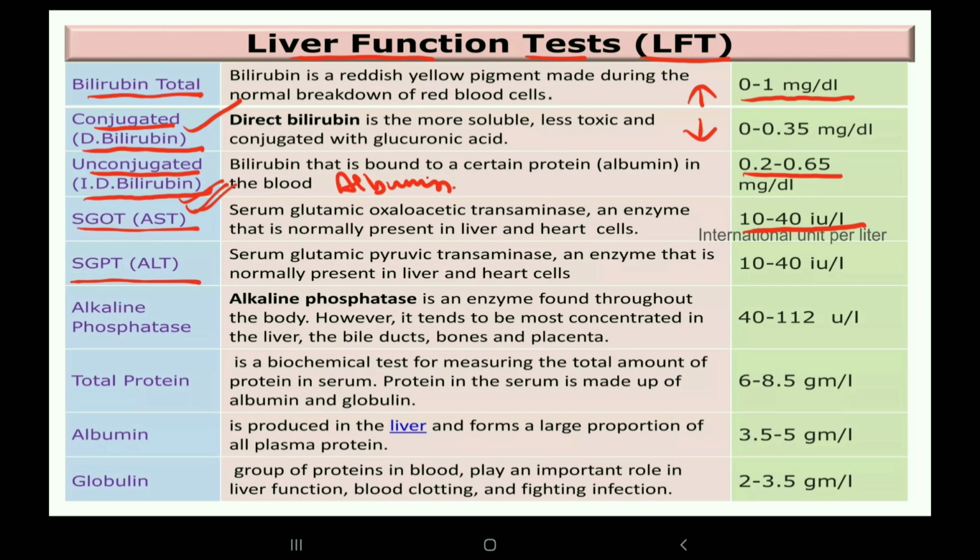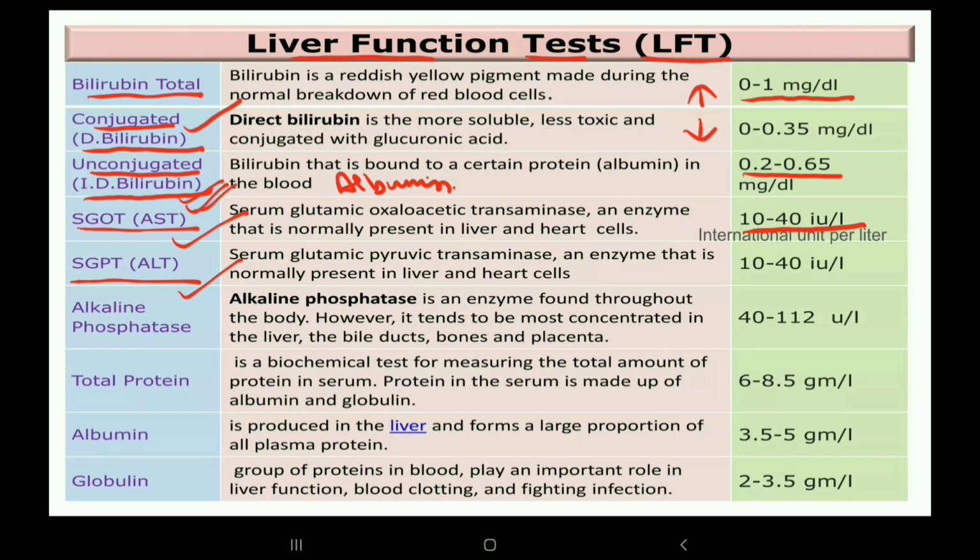Now, as we discussed, one of the most important roles of the liver is to detoxify waste products in the hemoglobin. So, to conduct all the functions properly, the liver produces and secretes several types of enzymes. Out of all the enzymes that the liver produces, SGOT and SGPT are the most common enzymes. When your liver is injured, it releases enzymes into your bloodstream.